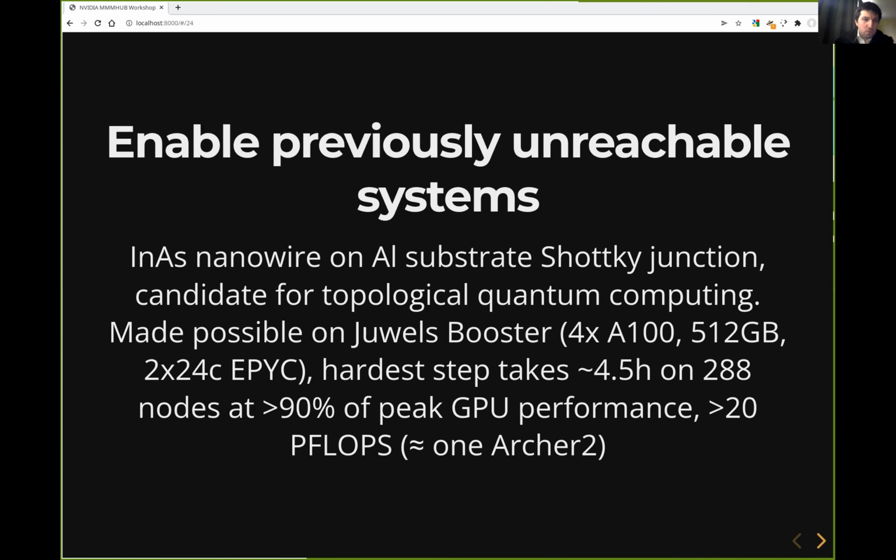An example is one from Microsoft Q, I think, who were developing a quantum computer and investigating various device-like, sort of micro device things. So it's a Schottky junction from indium arsenide nanowire with aluminum substrate, and that ran on Jules for 4.5 hours on 288 nodes, and total performance was close to the whole of Archer 2. And the vast majority of that run, something like above 80% of the time, was spent at efficiency of above 90% on the GPUs, because self-energy making is the heaviest part. And that's also the one that's easiest to optimize.